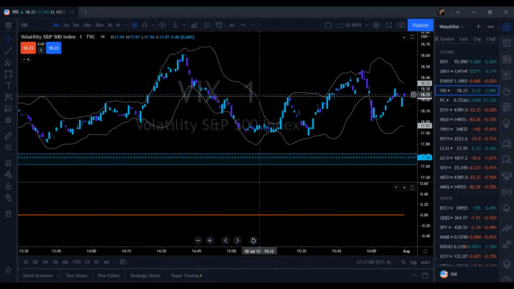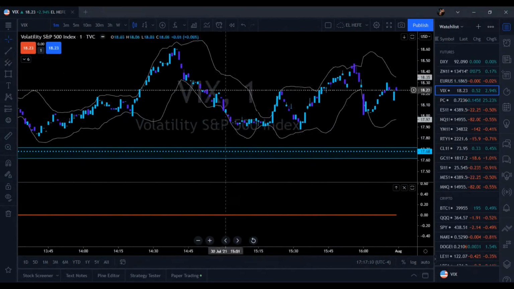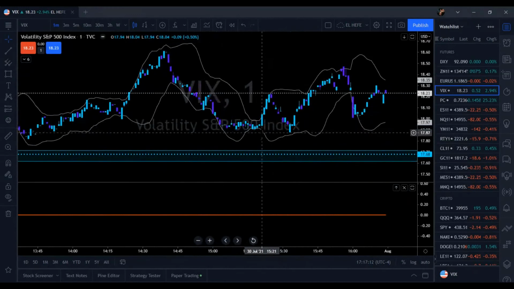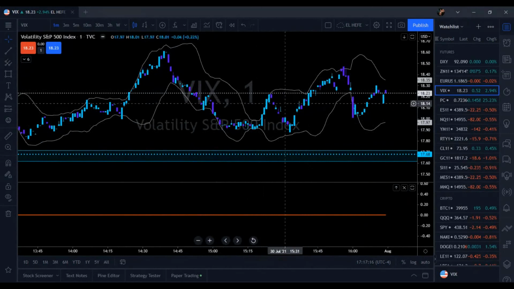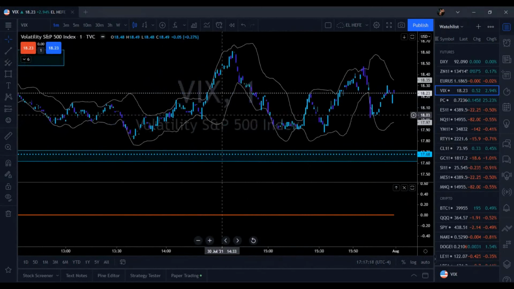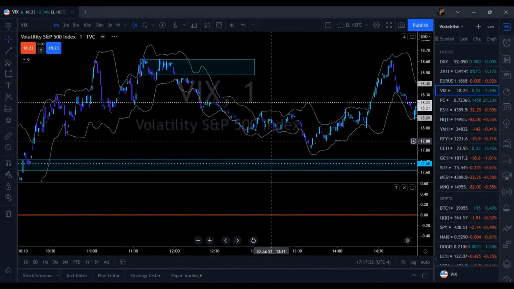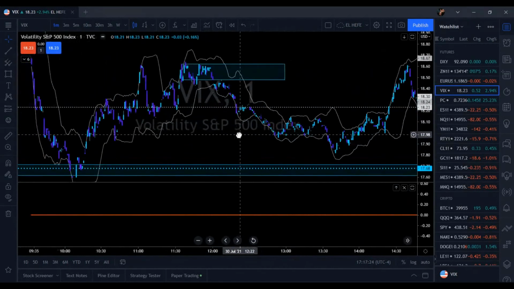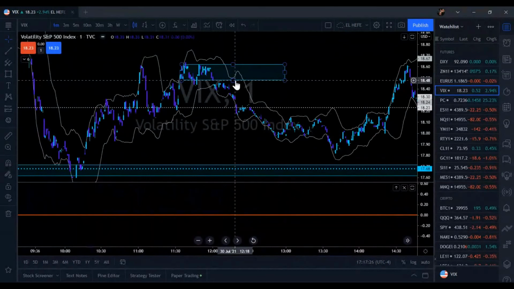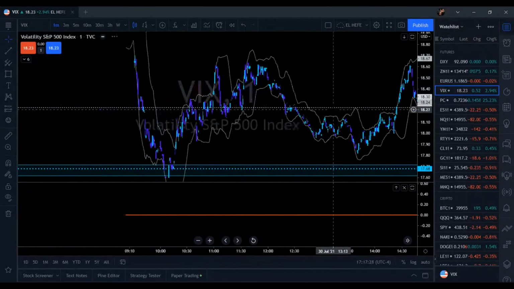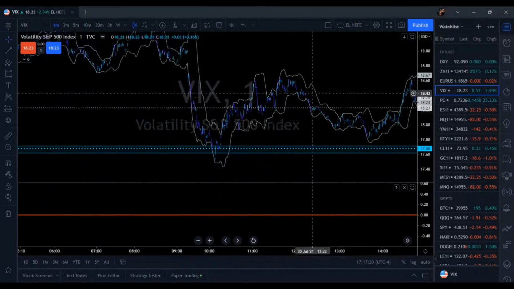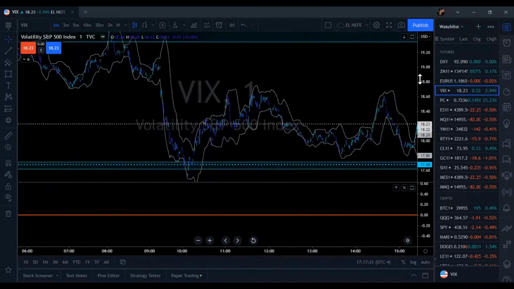So paying real close attention, where you can't utilize the volume on the VIX, you can utilize the Bollinger Bands to kind of play the same game. You know what I mean? It's kind of the way that it's meant to be played there. So anyway, that's ultimately how I play it.